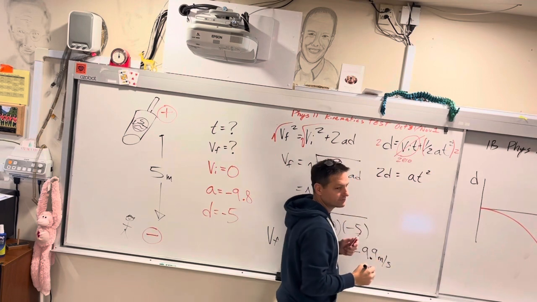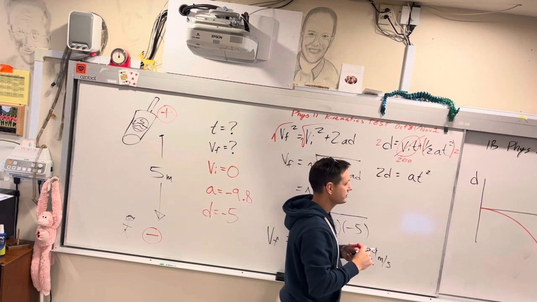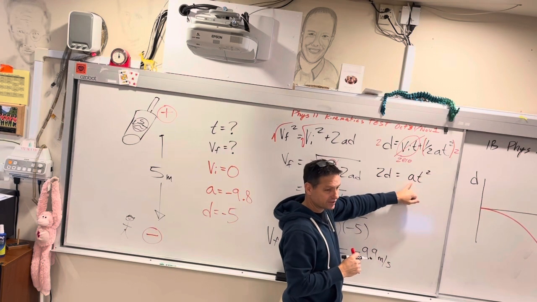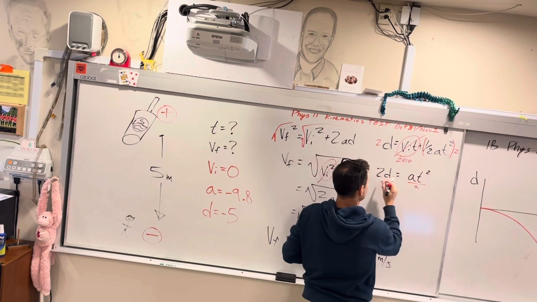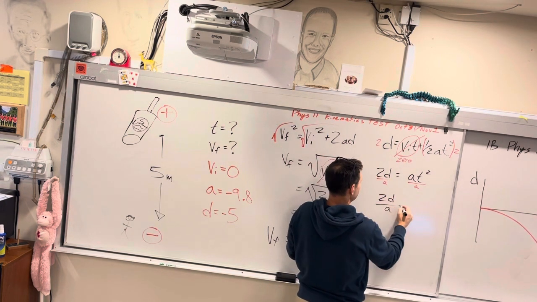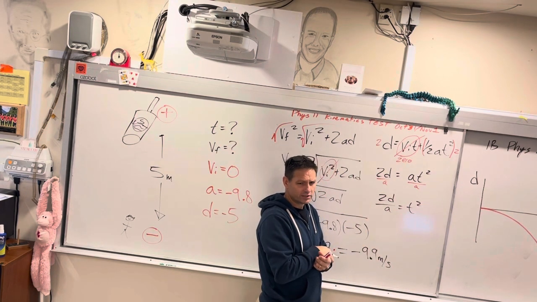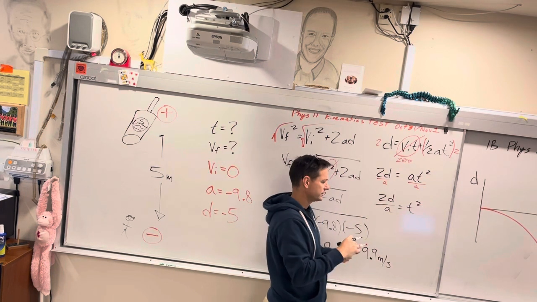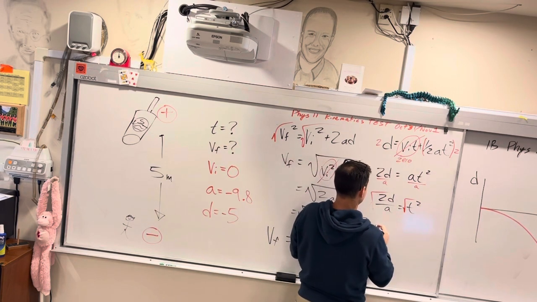Okay, I'm getting there. What do I get rid of next? I would get rid of the A first, actually, because the square is only for the T. So we're going to divide by A on both sides. I'm going to have 2D over A. And now I get rid of the square. And how do I get rid of the square? Omar? Square root both sides. We're going to square root both sides.